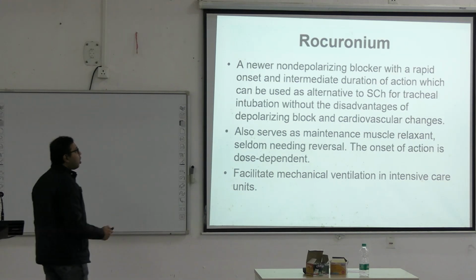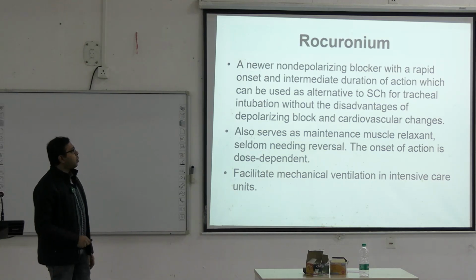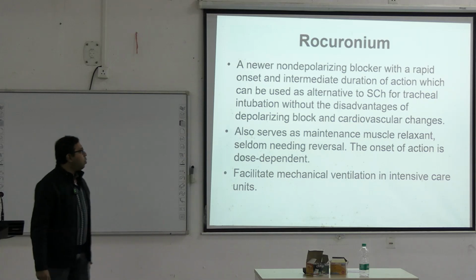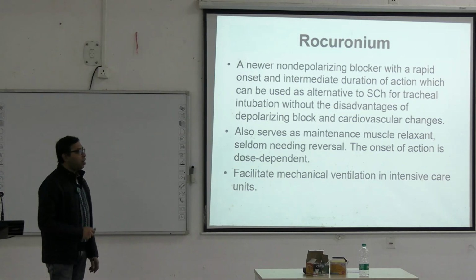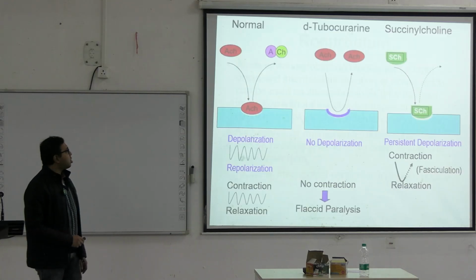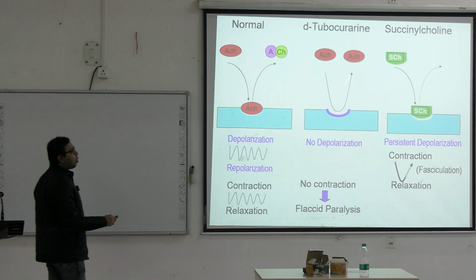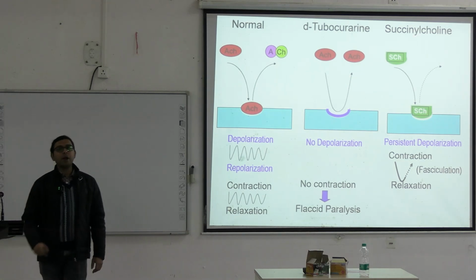Okay. Rocuronium is another short acting, rapid onset, intermediate duration of action agent, mainly used for endotracheal intubation. Usually the reversal is not needed, and it facilitates mechanical ventilation in intensive care units. So more or less this is similar. So this is normal: acetylcholine acts on the NM receptor. Already we have discussed d-Tubocurarine and competitive blockers. Now we will come to the depolarizing blocker.